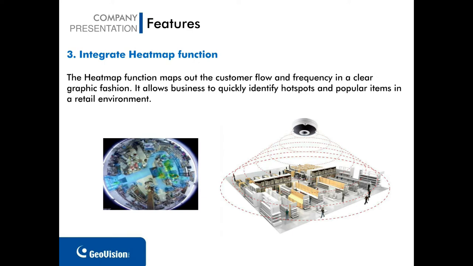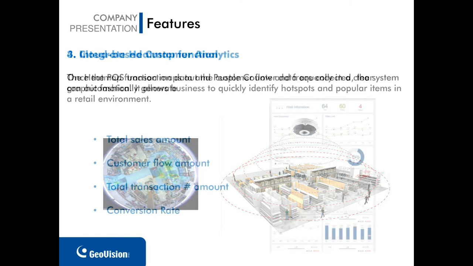Feature 3. Integrate heatmap function. The heatmap function can help store owners to track all the foot traffic in the store. It uses a color scale graph to show where the hot zones are in the store, which allows store owners to quickly identify their popular items and to better manage the flow of the store. Lastly, for the best result, we suggest to use with fisheye cameras.